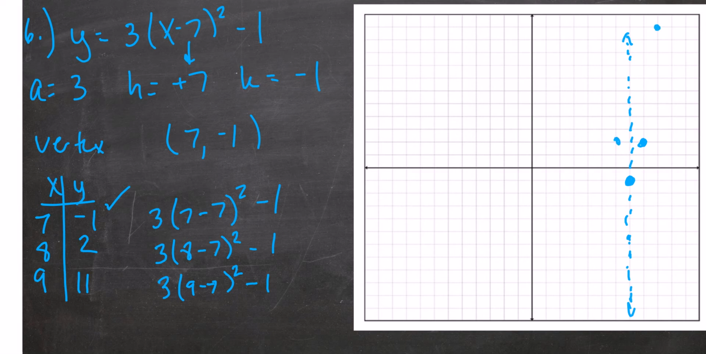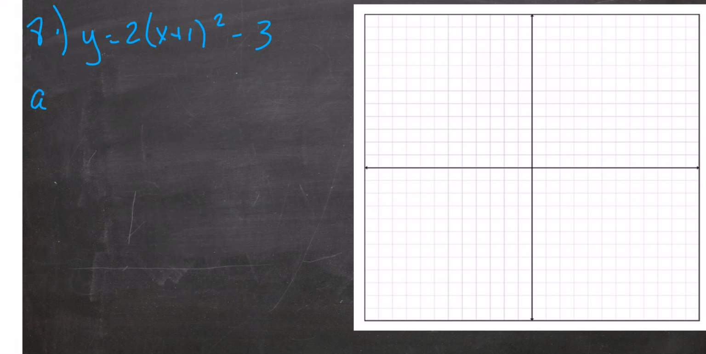Now I reflect it. Now guys, I knew this was going to be a little bit thinner because A is bigger than 1. That makes it thinner. The bigger A gets, the thinner the graph gets. So there we go. And that's it for 6.